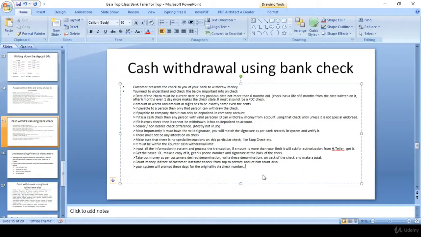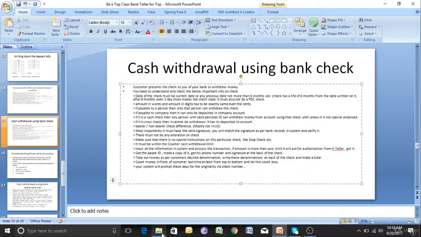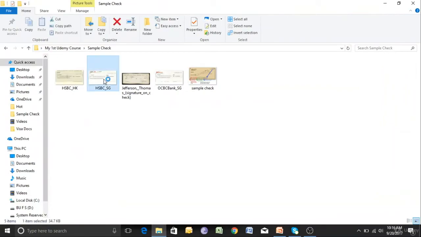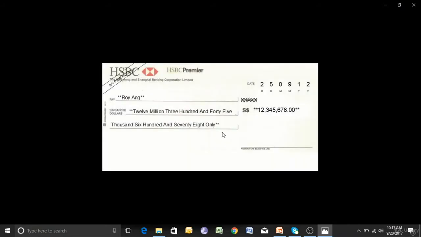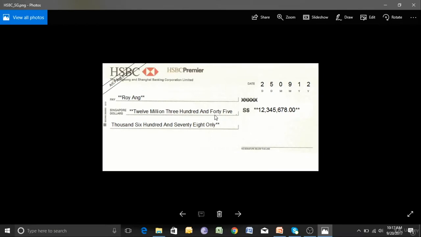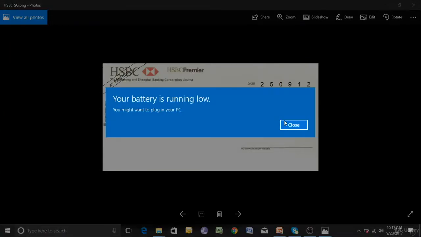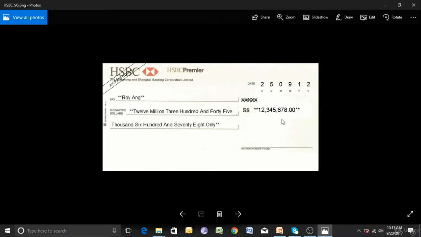Let me show you a picture of a check just to explain this to you. Pardon me for the delay. Okay, see here, 12,345,678 only in words, and in digits here, 12,345,678 complete. Now this amount in digits and amount in words should match perfectly.